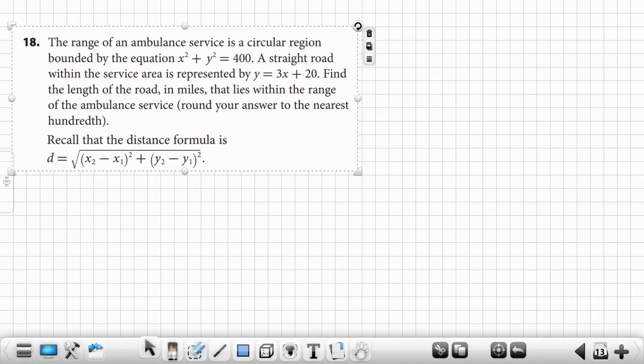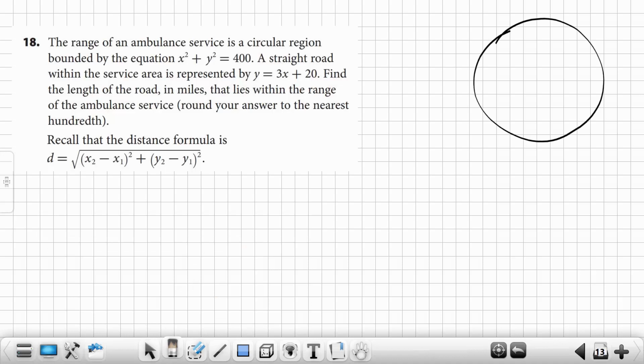So, just really quick, what they're saying here, as a quick sketch for our thought, is that an ambulance has a circular region and that there's a road that cuts through it. These two dots would represent where the road cuts through, and they want to know that distance. So we need to get these coordinates, and we need to find the distance between them using the distance formula. So y is 3x plus 20. I'm going to plug that in here.